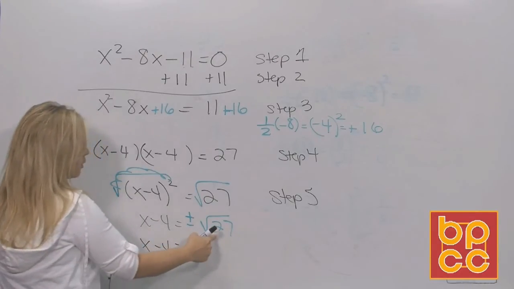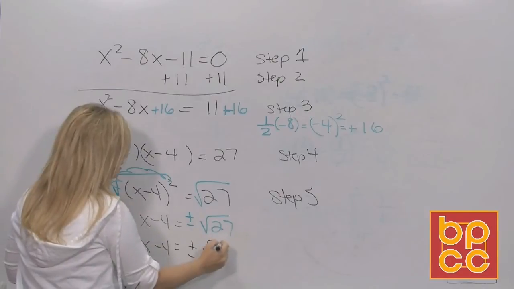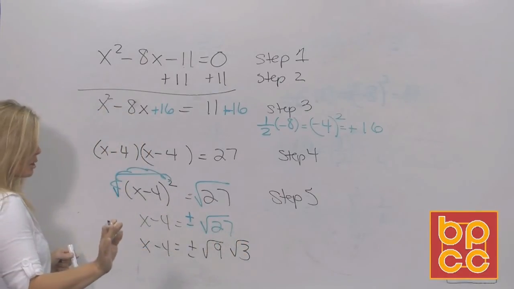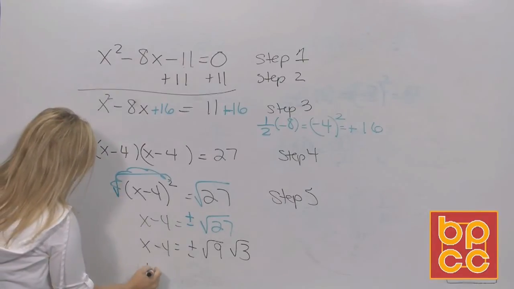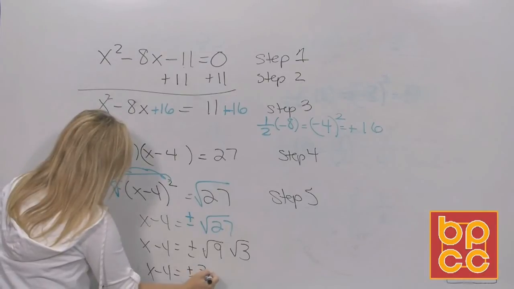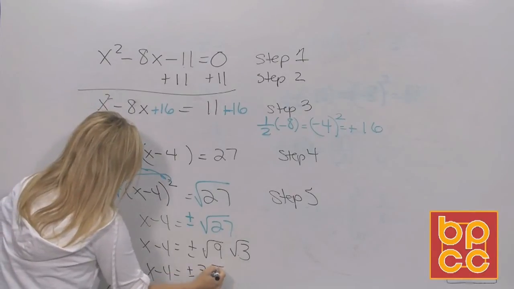Now we've learned you can't leave the square root of 27. What perfect square is in it? That's right, it's 9 and 3. It's positive, so it's not going to be imaginary, people. So now we have x minus 4 equals plus or minus. The square root of 9 is 3. The square root of 3 you can't do anything with.